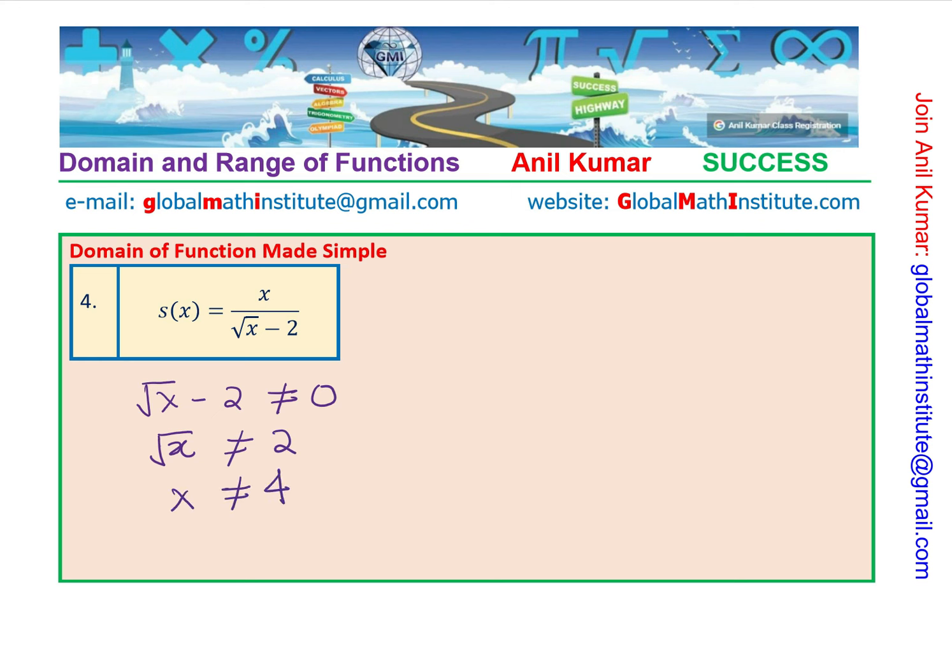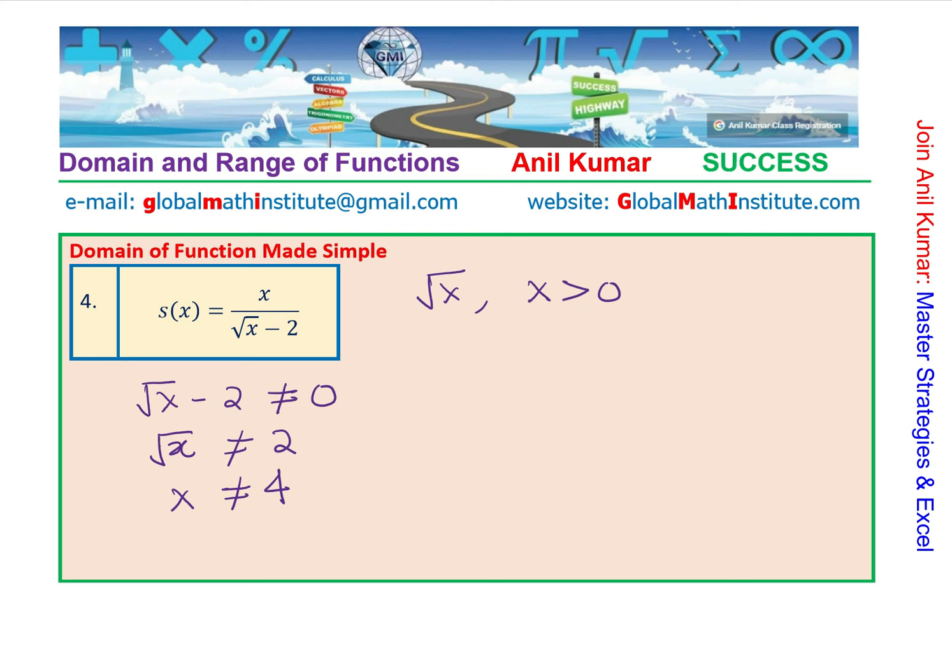Correct. So x should not be equal to 4 because if I put x as 4, we are effectively dividing by 0, which is not permitted. So that is one part. And second is square root of x, right? So if we have square root of x, we know that x has to be greater than 0.